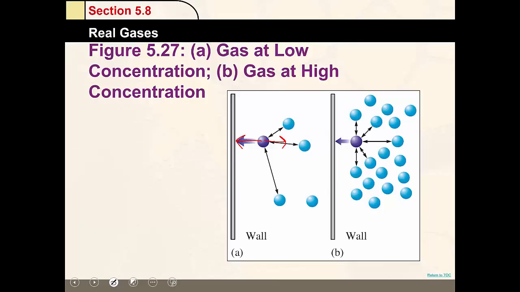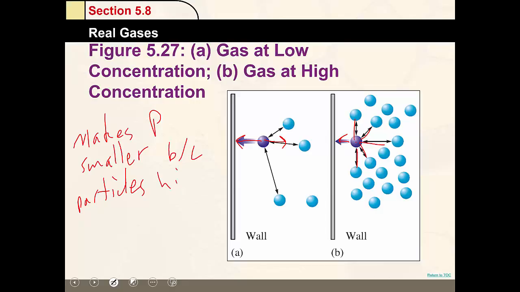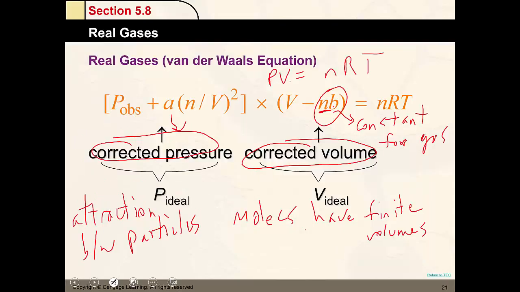However, at higher concentrations, each of these molecules have slight attractions to each other, making the force of this purple molecule against the wall slightly less than you otherwise might expect it to be. So when accounting for the attractions between particles, that makes the pressure slightly smaller, because those particles hit the wall now with less force. And that decreases and makes the pressure smaller. So that's why we use this A, that's the constant for each gas. N is still number of moles, and V is volume.